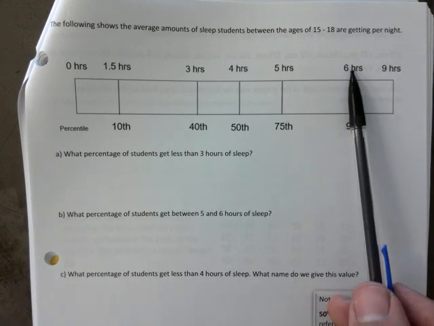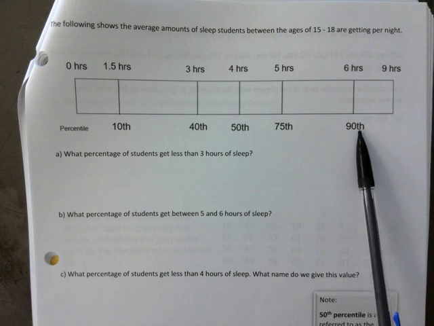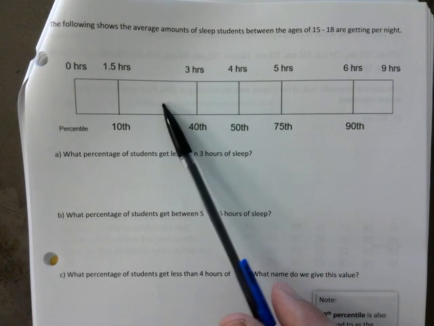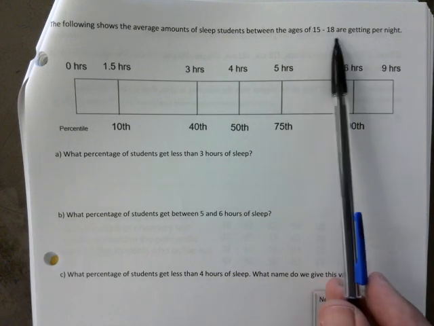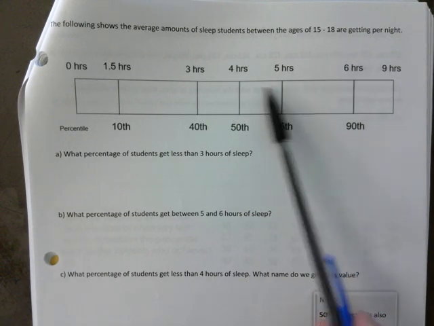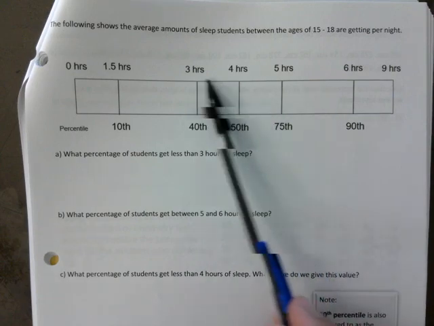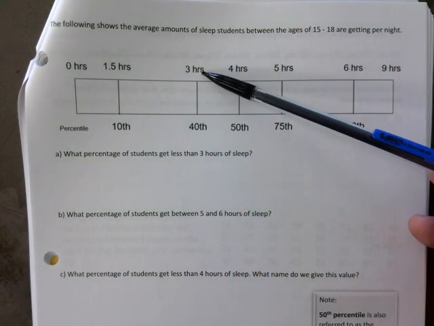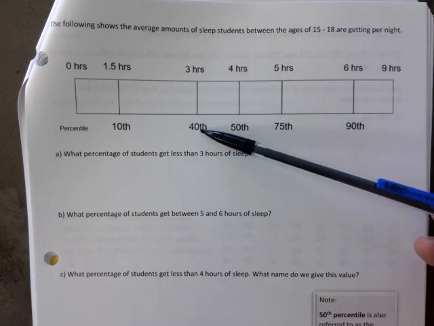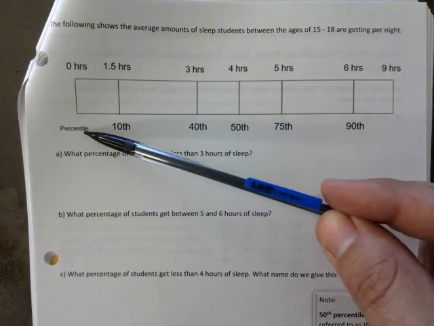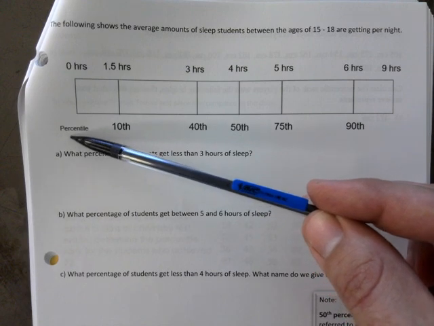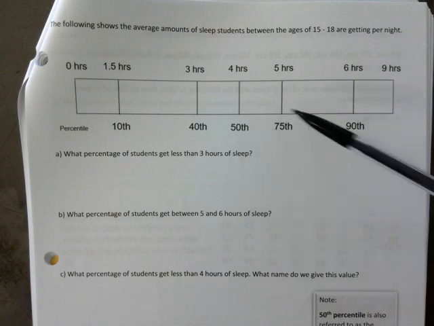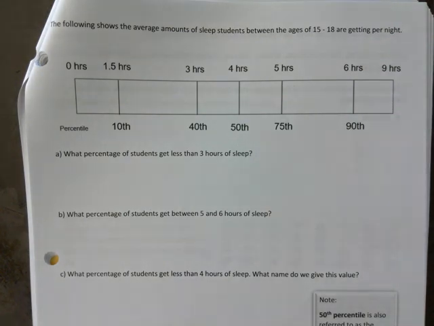If you get 6 hours of sleep, it puts you in the 90th percentile. So 6 hours of sleep would say that 90% of students, or I guess students between the ages of 15 and 18, would be getting less sleep than you. Okay, so keep that in mind. That's what this chart is saying. There's a correlation between the hours of sleep and the percentile. Right? You could have another percentile rank underneath here. You go 10%, 40%, 50%, and so forth. But this is enough. Okay.